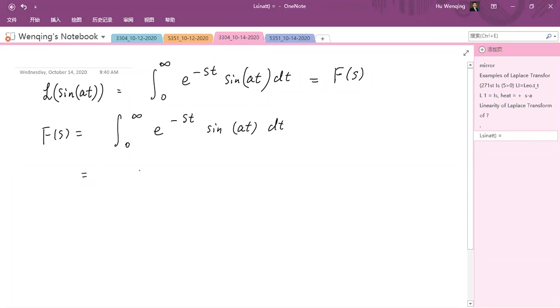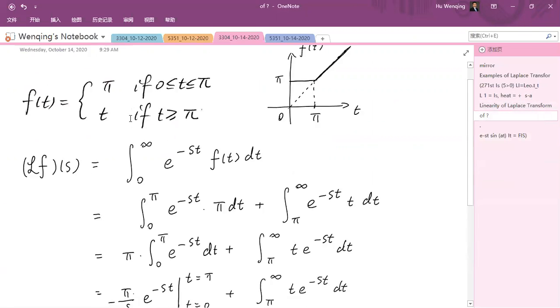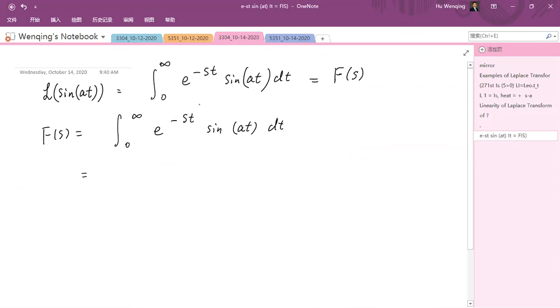How are we going to calculate this integral? Well, we're going to use the integration by parts formula again. So that means we're going to treat u as, let's say... Let me just make sure that I do everything correctly.